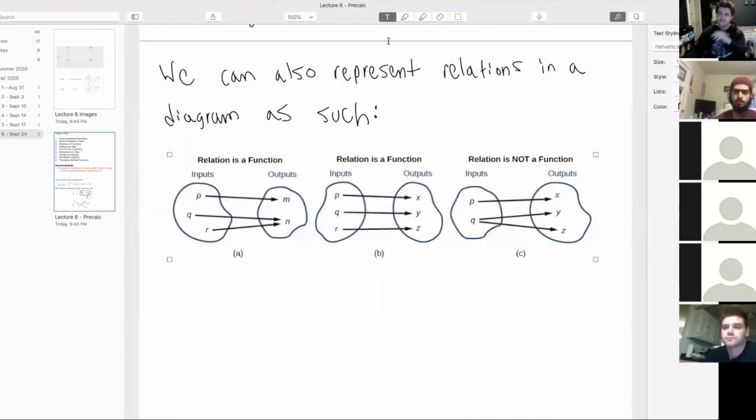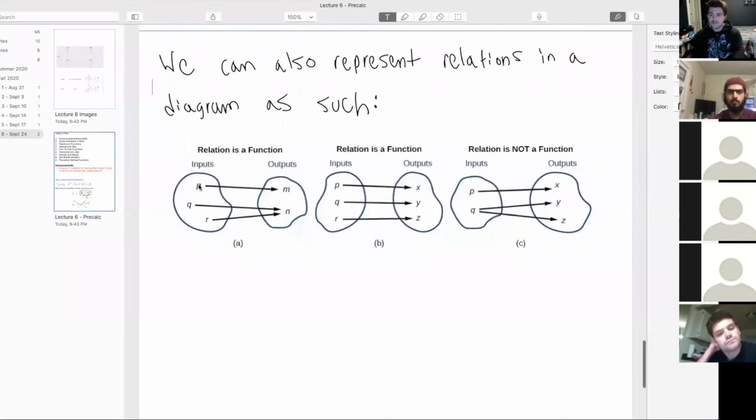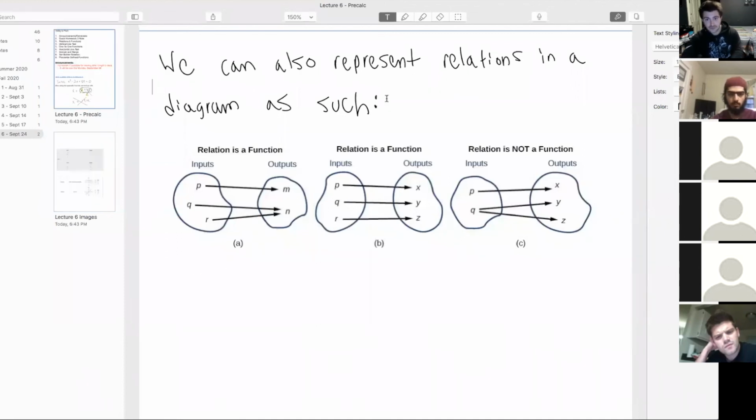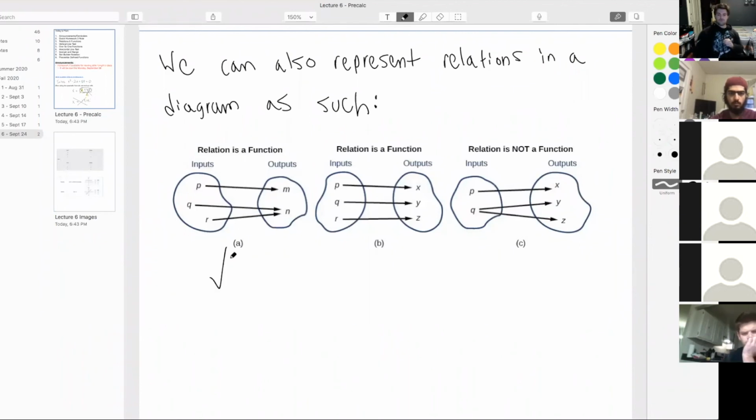So let's talk about each of these here on this figure. The first one, we have the inputs P, Q, and R. P is going to one output, Q is going to one output, and R is going to one output. So this is fine. This is a function, because each input is going to one output. Similarly, in the middle one, the input P has one output of X, the input Q has one output of Y, R has one output of Z. So that works.